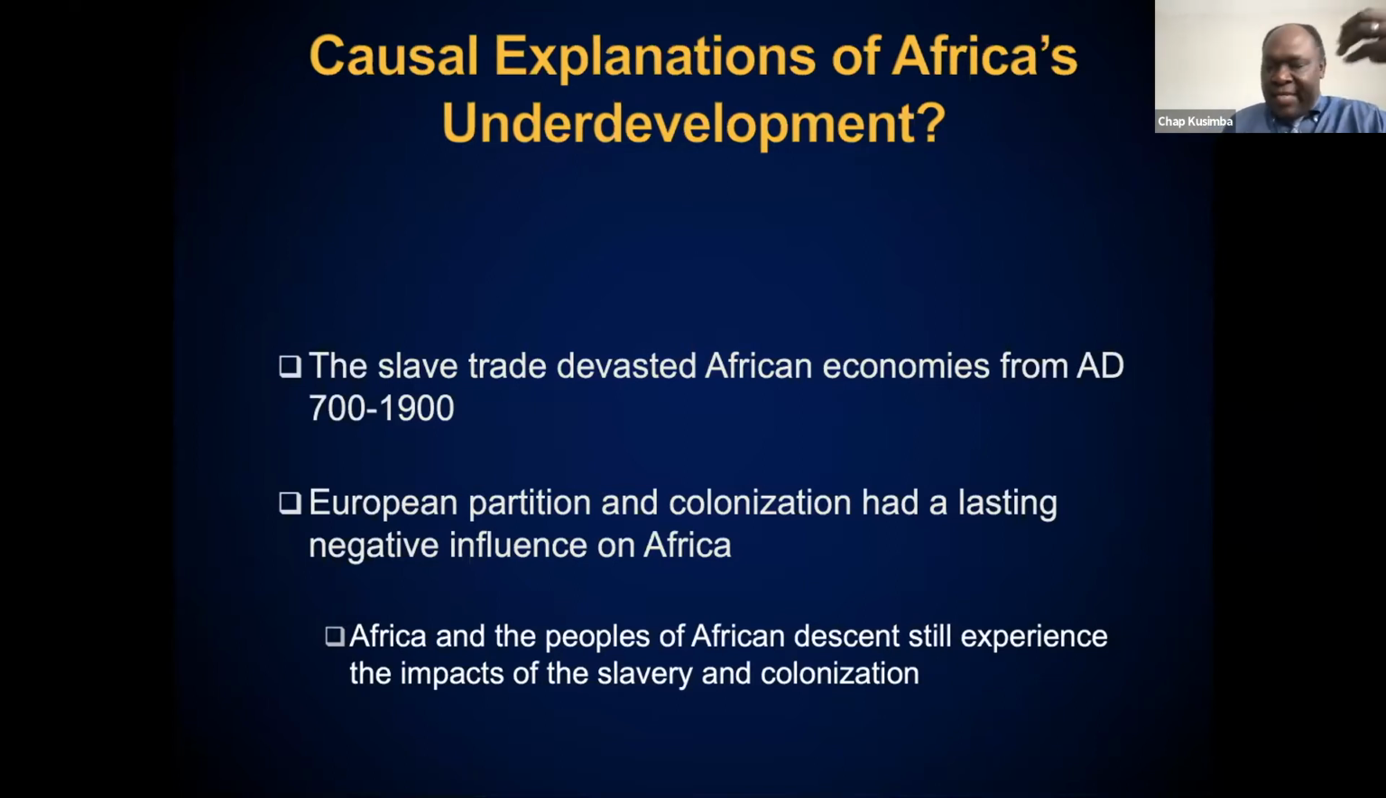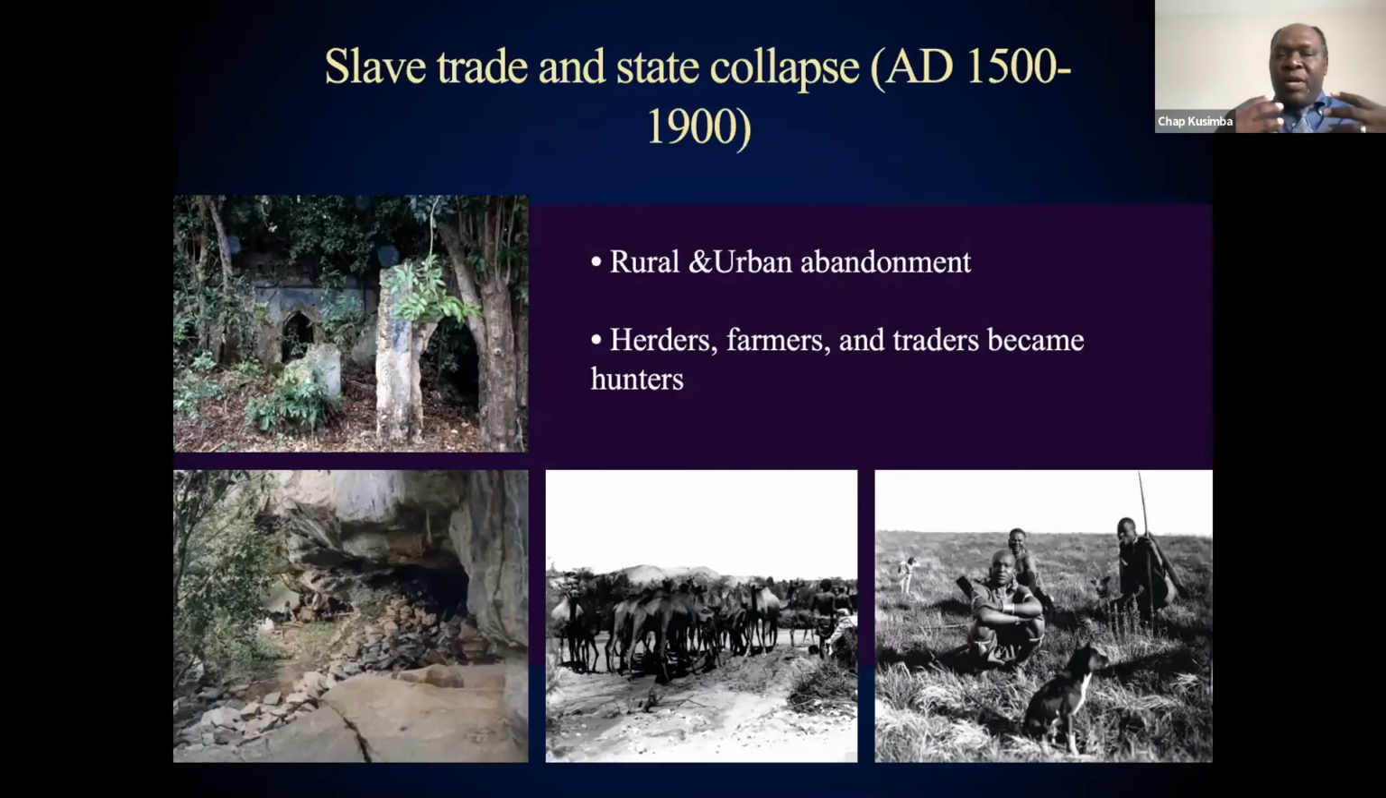I think that slavery had a huge impact on this. Let me just try to move the slide. The archaeological landscapes that we work in predate 1500 AD, but these are landscapes that saw, during the slaving period, Africans leaving their cities and towns; essentially they devolved. So you have a situation whereby rural and urban abandonment occurs en masse. Herders, farmers, and traders basically devolve to become hunters.